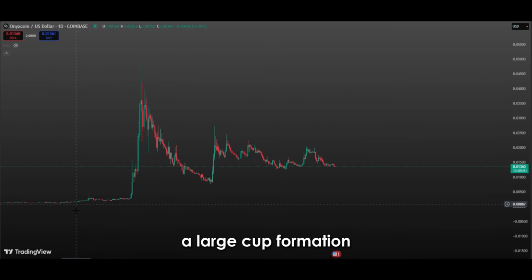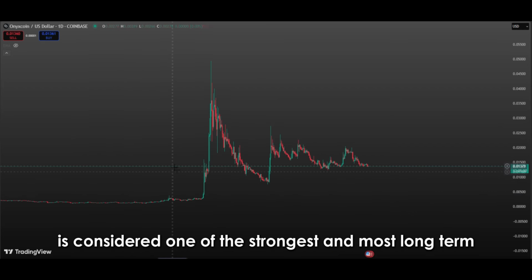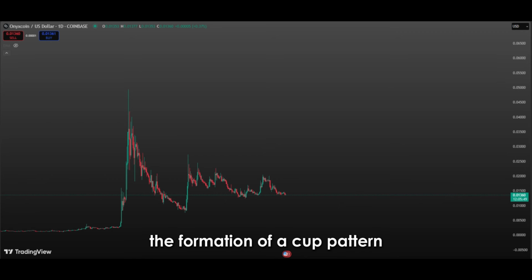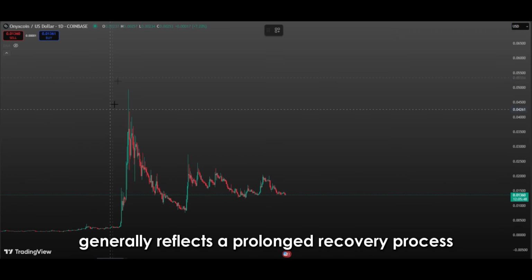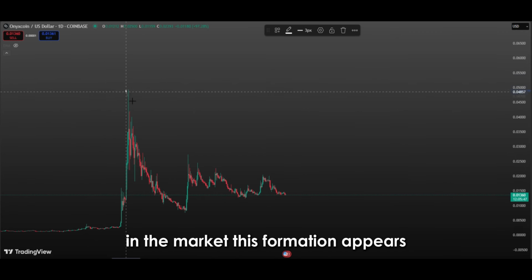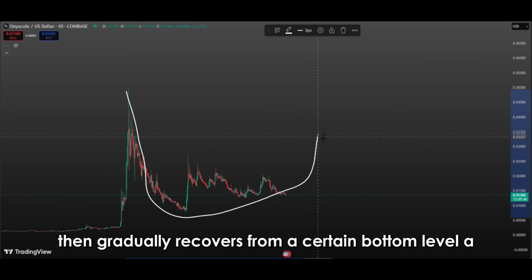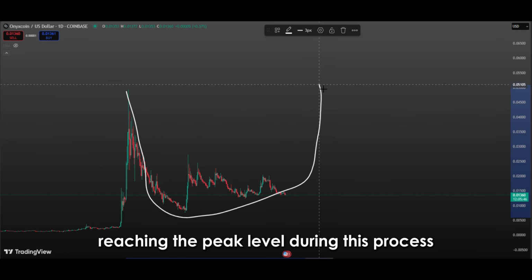A large cup formation is considered one of the strongest and most long-term bullish signals in technical analysis. The formation of a cup pattern generally reflects a prolonged recovery process in the market. This formation appears when the price first experiences a long downtrend, then gradually recovers from a certain bottom level, approaching the peak level.